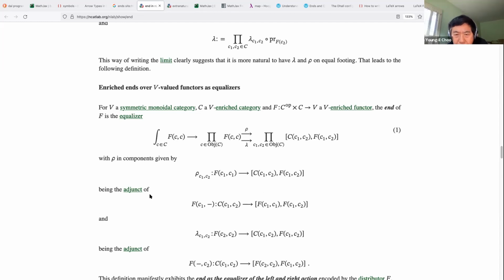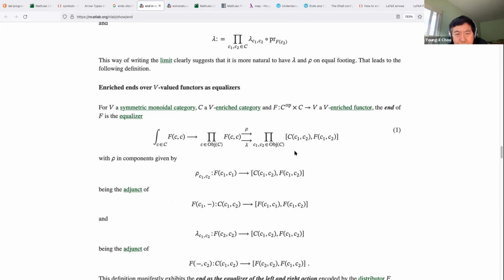In equation 1, on the right-hand side, what do the square brackets indicate? The functor category from C1, C2 into F, C1, C2. Yeah, that sounds right.